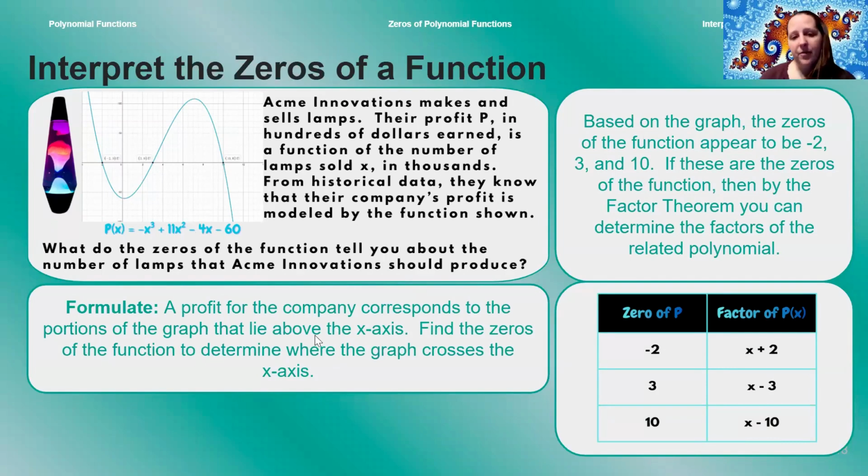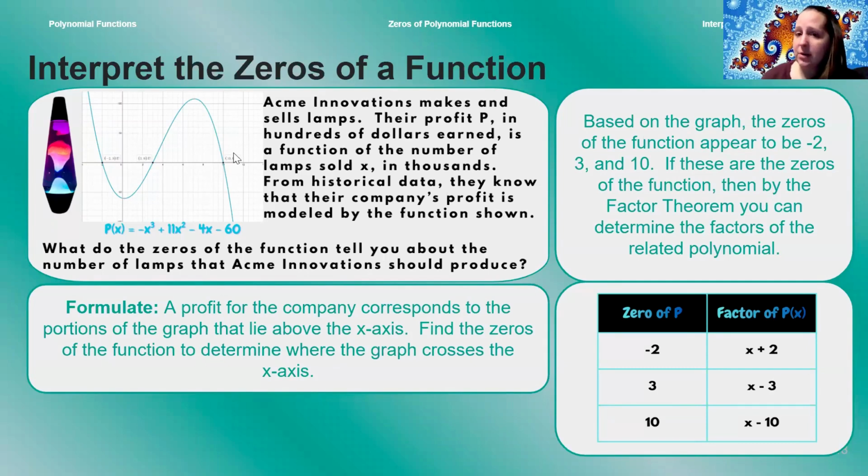So a profit for the company corresponds to the portions of the graph that lie above the x-axis. If it's below the x-axis, it's negative, which means they're not making a profit. I want to find the zeros of the function to determine where the graph crosses the x-axis. Based on the graph, the zeros of the function appear to be at -2, 3, and 10.